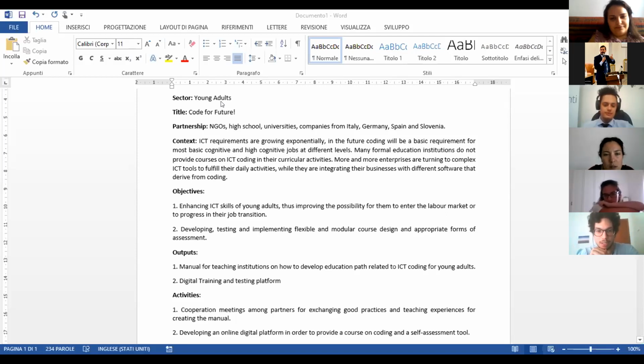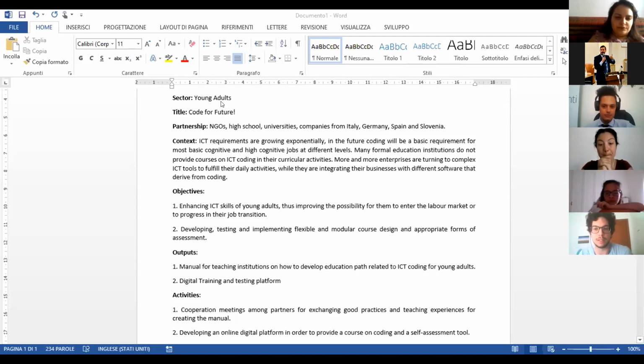And about the context, so we all know that nowadays ICT requirements are very, very important. They are growing exponentially. So in the future, research says that coding will be a basic requirement for most basic cognitive and high cognitive jobs, at different levels. So from, I don't know, advocates to cashiers and stuff, they will need to know how to manage with software and stuff like that.